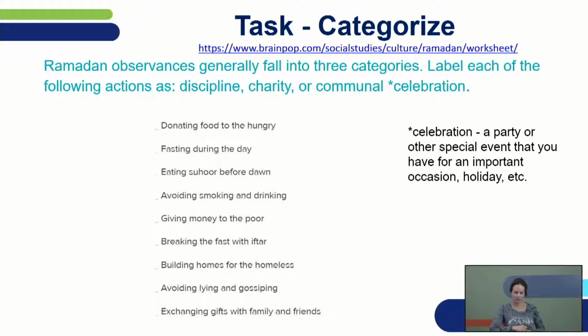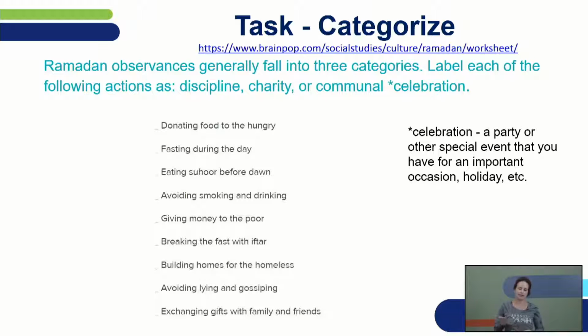Now we have a task. We need to categorize. So, Ramadan observances generally fall into three categories. Okay? The three categories are discipline, charity, communal celebration. Communal comes from the word community, okay? And celebration is a party or other special event that you have for an important occasion, holiday, etc. So Eid al-Fitr, do you remember? That's a celebration.